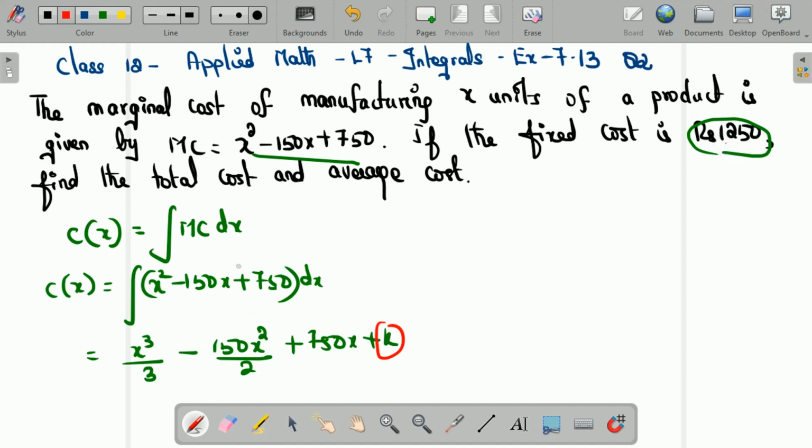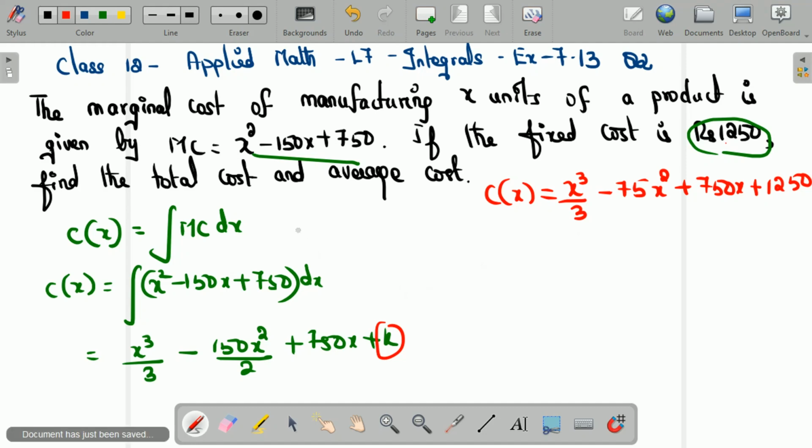We'll also simplify and rewrite. So, C of X is going to be equal to X cubed by 3 minus 150 by 2 is 75. So, minus 75X squared plus 750X plus K, which is nothing but the fixed cost. So, this is going to be 1250. So, C of X value is this. Now, we found what is the total cost.